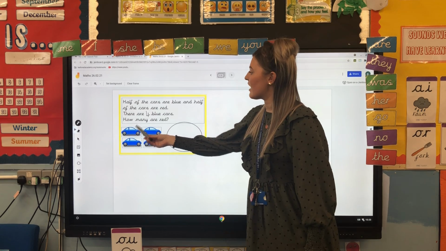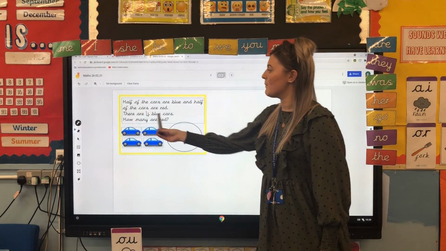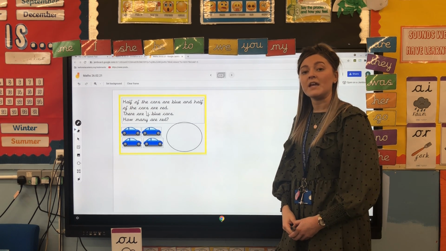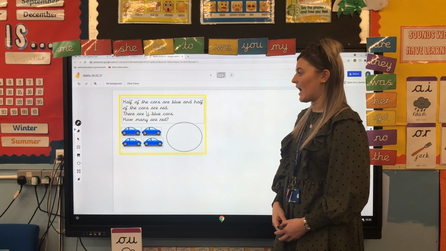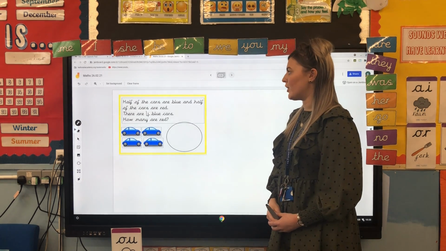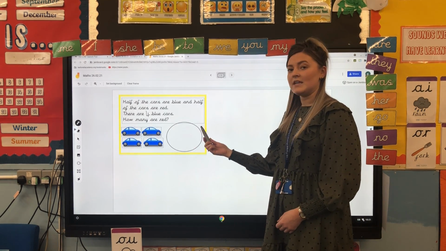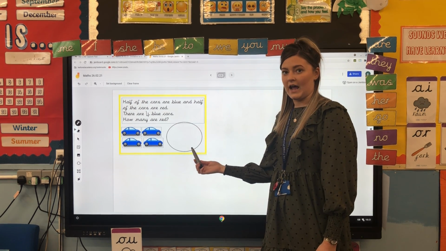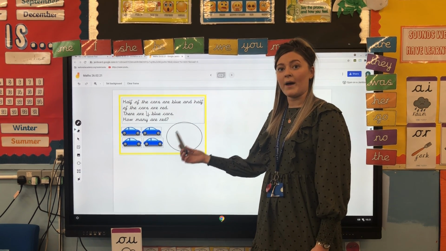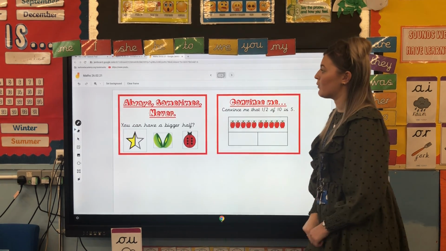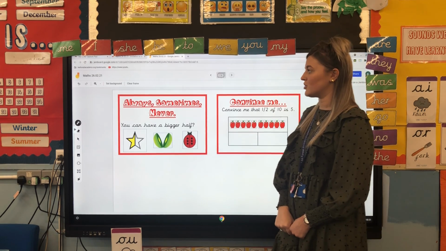Now I can see that there are 4 blue cars in my first group. And remember, when halving, they need to be equal, they need to be the same. So I already know that 4 are blue, so how many need to be red? Remember, they need to be the same. Have a go at answering your question at home. When you have done that, we're going to move on to the probing questions.